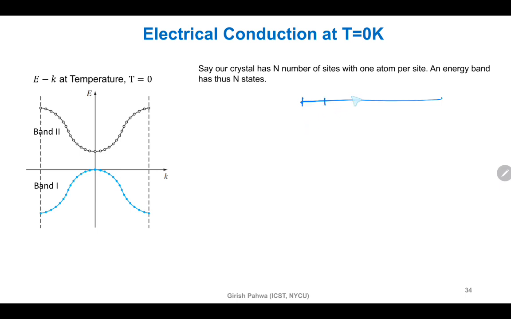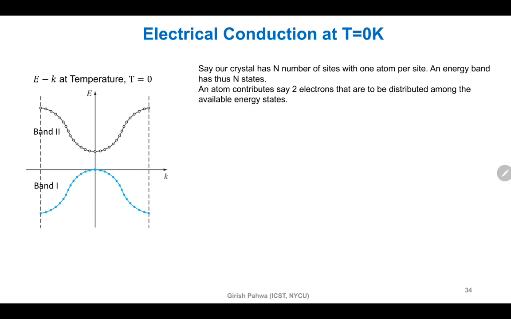Like this. So you start from here. There is some lattice constant a, and at every site you have one atom. Simple picture. Okay. Then assume that an atom contributes, say, 2 electrons.